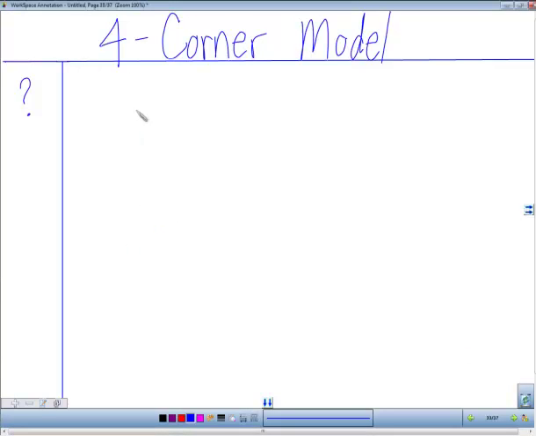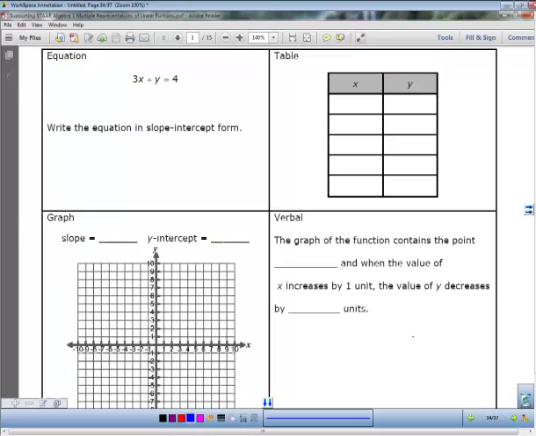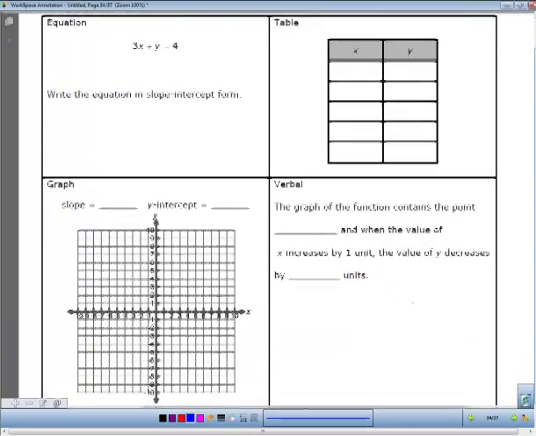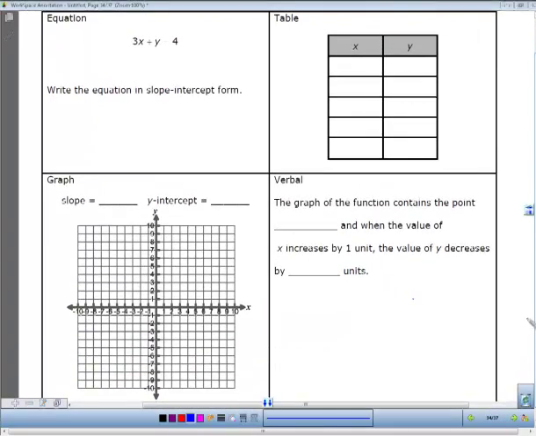Go ahead and get out your notes, title them Four Corner Model, and make sure to have any questions that you have for me over here on the left. This is what your paper is going to need to look like. So if you need to pause the video so you can create your paper to look like this, you're going to split it into four corners.